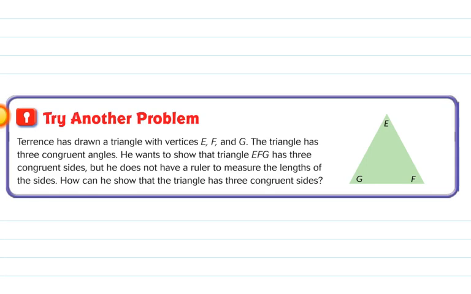Next, we're going to try another problem. Our next problem here is about Terence. So let's read it and get going. Terence has drawn the triangle with the vertices E, F, G. The triangle has 3 congruent angles, so we know that these angles are congruent, which means that they are the same. He wants to show that triangle EFG has 3 congruent sides, but he does not have a ruler to measure the lengths of the sides. How can he show that the triangle has 3 congruent sides?